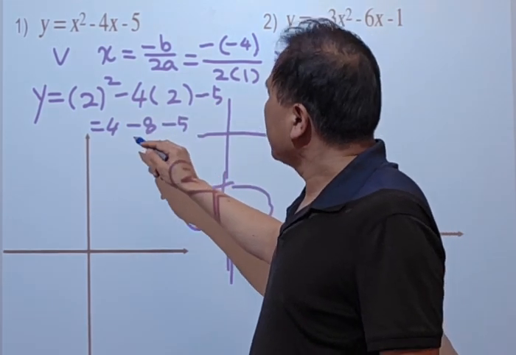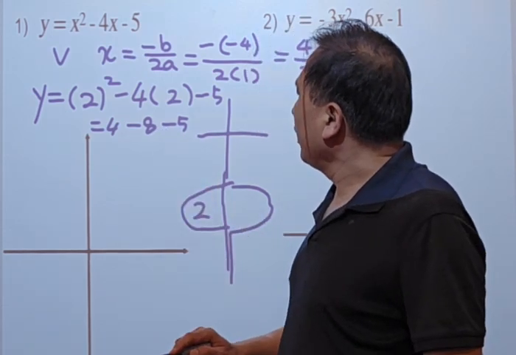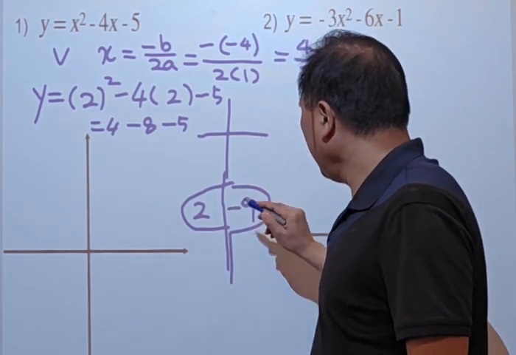So 2 squared is 4, and 4 times 2, that's minus 8, minus 5. So that's minus 9 right there.